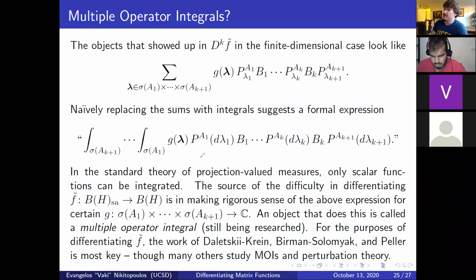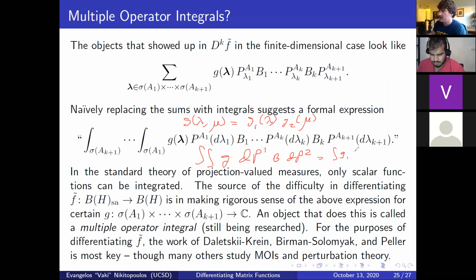So here's the intuitive thing about what he did. Let's take the two integral case. What if your function g of lambda, mu is expressible as g1 of lambda times g2 of mu? Then this double operator integral, you intuitively know it should be the integral of g1 dp1 with b in between, and then g2 dp2. So somehow, if you have two variables separated, you should put the first variable on the left, and you should put the second variable on the right.